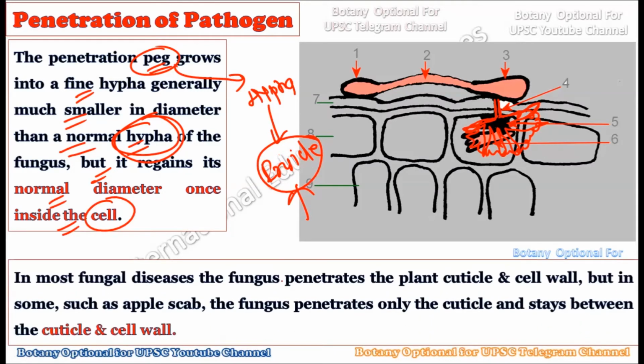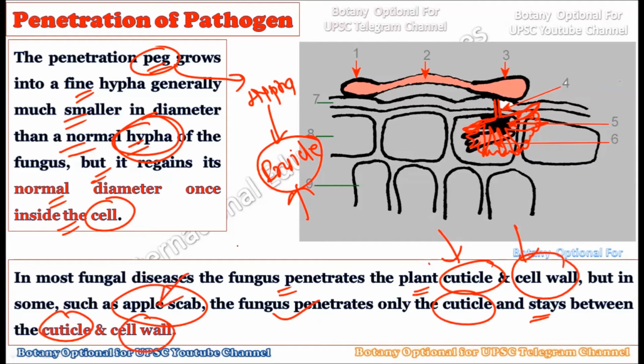Now, in most fungal diseases, the fungus penetrates the plant's cuticle and the cell wall. We have seen this in both types. They pierce the cuticle and the cell wall through mechanical force and enzymatic activity. But in some cases, such as apple scab, the fungus penetrates only the cuticle and stays between the cuticle and the cell wall. See, this is a very interesting case.